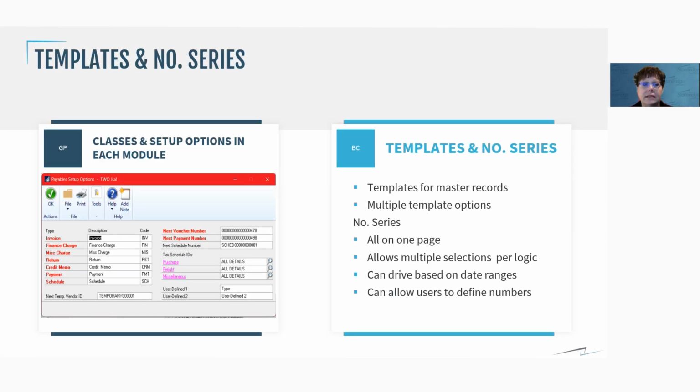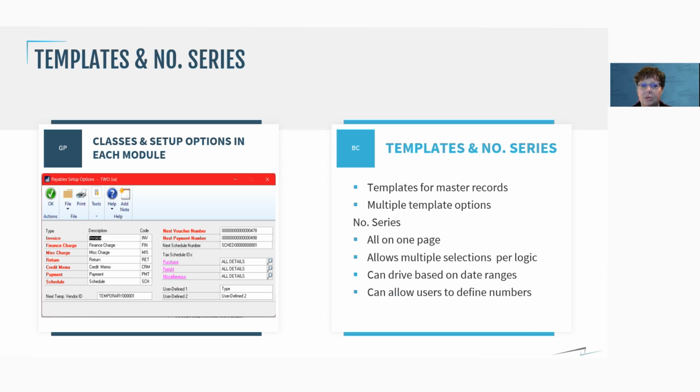The next area that we're going to take a look at here is the templates and number series. In Dynamics GP, you have your classes set up and these options for the number series in each one of the modules. So you can go into payables and you're going to define the next invoice number. You're going to go into receivables and you can assign the next invoice number as well, based on that particular module that you're in.